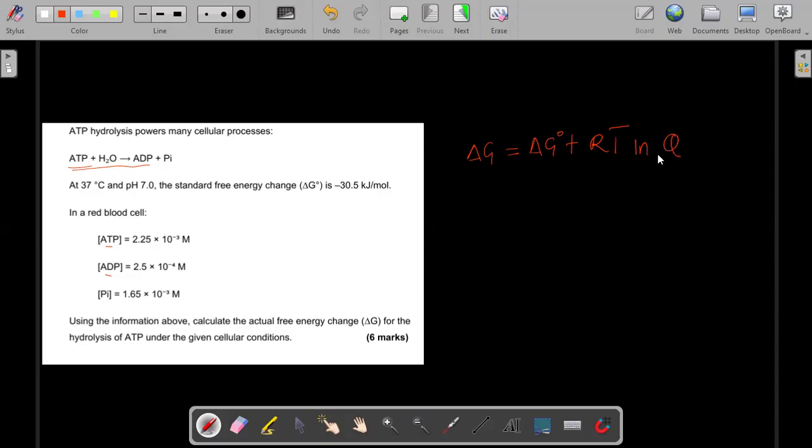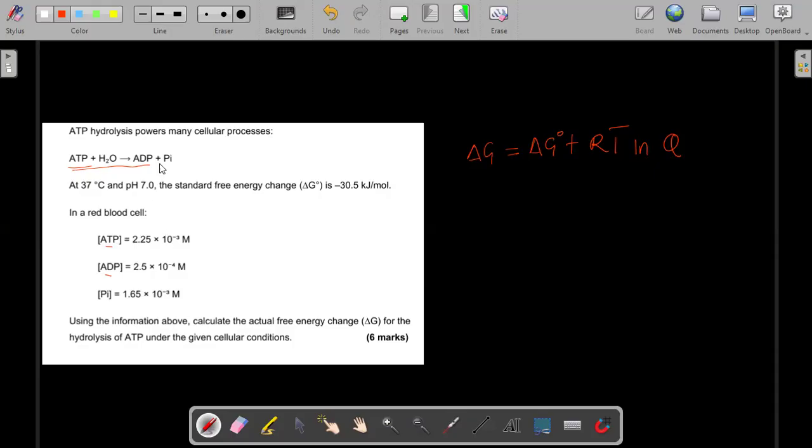So now, how do we find this Q? You notice that in the equation, we've been given the standard Gibbs free energy. We know our gas constant, and we are told the temperature at which this reaction is happening, which is 37 degrees Celsius. We can easily get that temperature in Kelvin by adding 273.15. Now what we need is the value of Q. So how do we calculate Q?